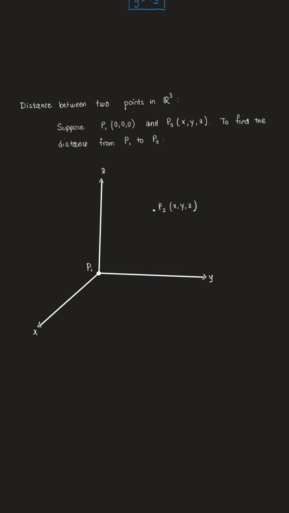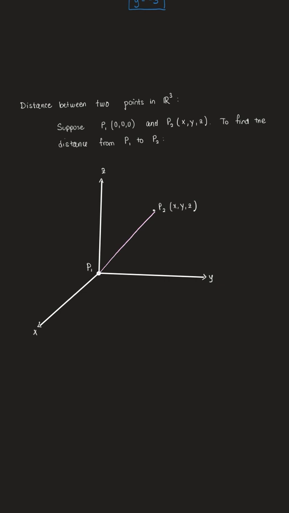Because distance gives us length between 2 points. So that's what we want to find in this part of the video. And just to make things a little bit easier, I'm positioning one point at the origin in space. So P1 has coordinates 0, 0, 0, and P2 has general coordinates x, y, z. And we want to find the distance from P1 to P2. So I want to know what is this length in space.